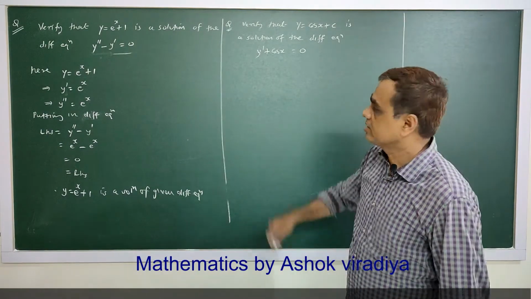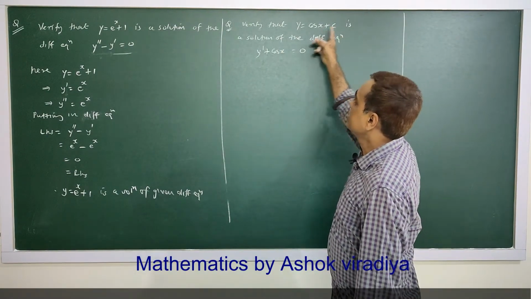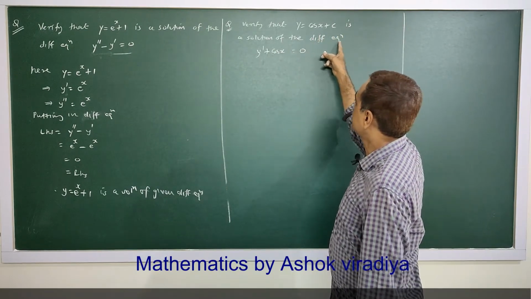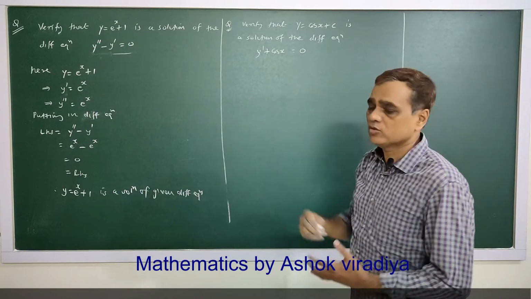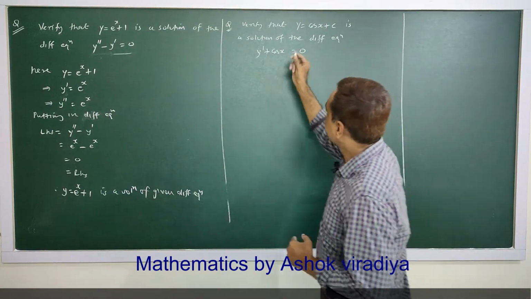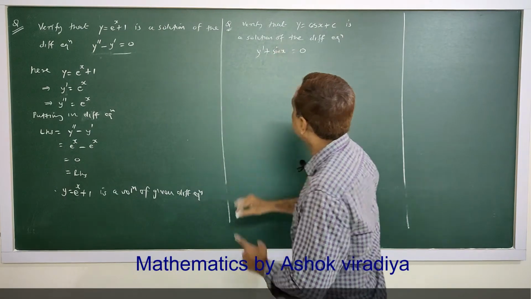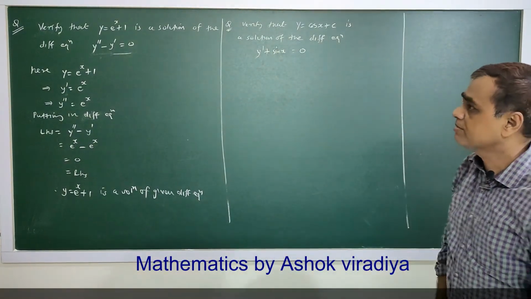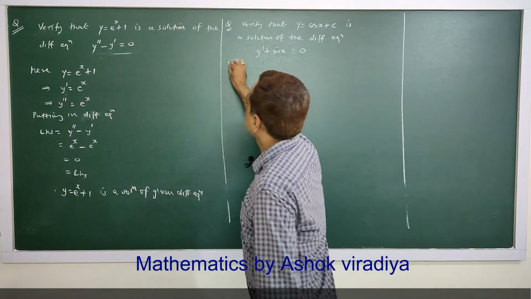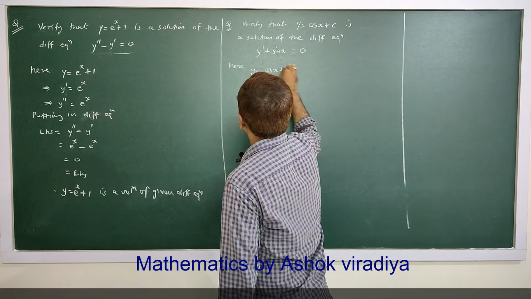Now second question, verify that y equal to cos x plus c is a solution of the differential equation y dash plus cos x equal to 0. Sorry, here I have made a mistake. Here the term is sin x. y dash plus sin x equal to 0. So again we perform a similar method. Here y equal to cos x plus c.